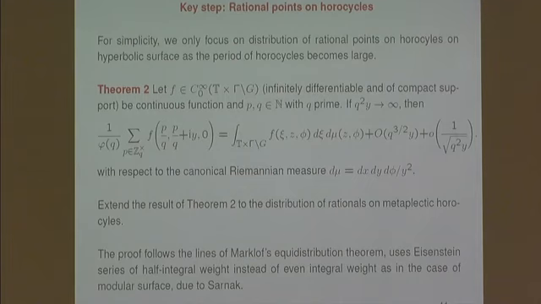The proof of this theorem follows Sarnak's equidistribution paper from 1981. It's a very famous paper. In the paper, he proved the equidistribution of horocycles on the modular surface, and he used Eisenstein series of even integral weight. But in our theorem for the metaplectic case, we use the equidistribution theorem from Marklof, which used Eisenstein series of half-integral weights. So this is the difference between these two theorems.